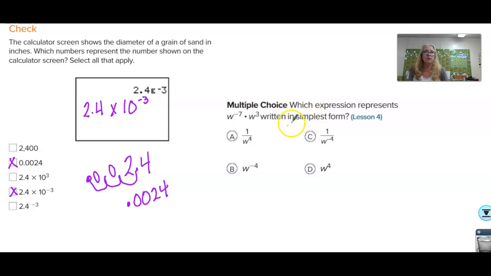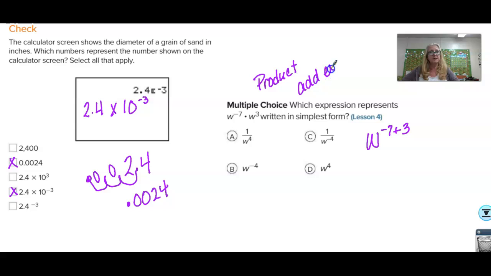Which expression represents w to the negative 7 times w to the third written in simplest form? Well, let's think about this. W to the negative 7 plus 3. Now, we're not doing a power to a power anymore. This is the product property, and so we add the exponents. When we do the product, meaning you're multiplying two numbers together, you add the exponents. So we're going to add negative 7 and 3, which is going to give us w to the negative 4.